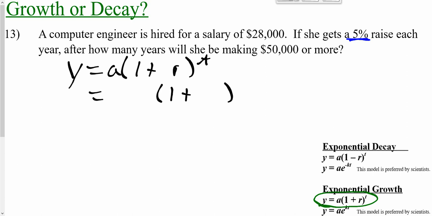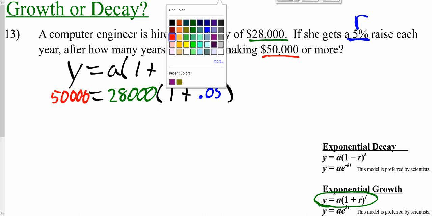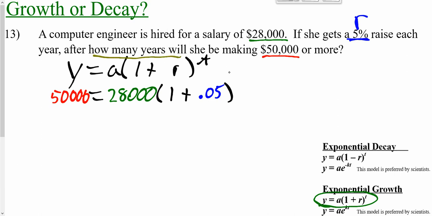We know our R, but we have to change that into a decimal. We know our beginning value. We know our ending value. And then we are wondering how many years, so that would be our time. So we need to get the part with the exponent on it, which is this right here by itself.